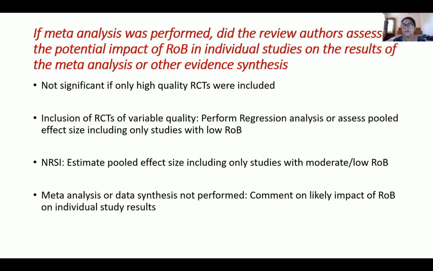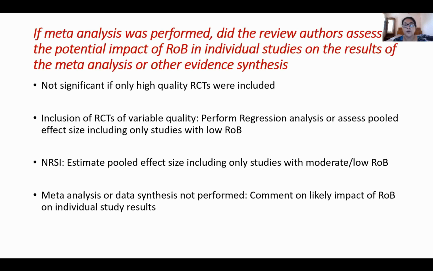However, if RCTs of variable quality have been included, then it is always good to perform a regression analysis or assess the effect size including only studies with low risk of bias. So either a regression analysis can be done, that is a weighted analysis, or the combined effect size should be assessed with studies which have a low risk of bias. For non-randomized studies of intervention, the pooled effect size should be estimated including studies with only moderate risk of bias. So here for non-randomized studies, low risk of bias cannot be expected. Only studies with moderate risk of bias should be included.